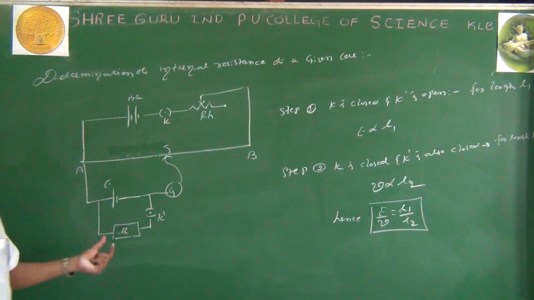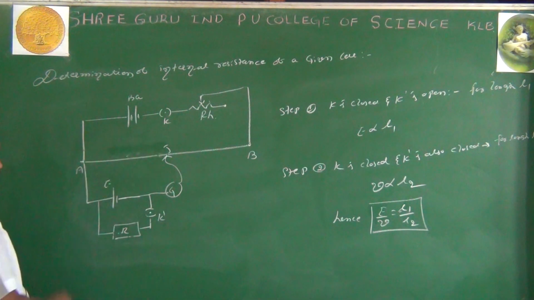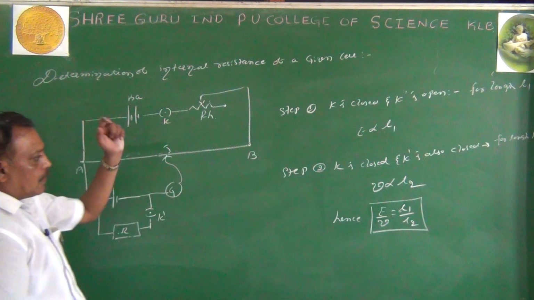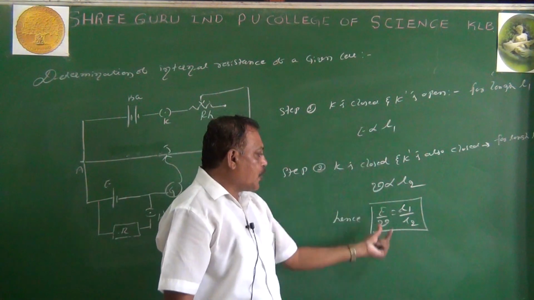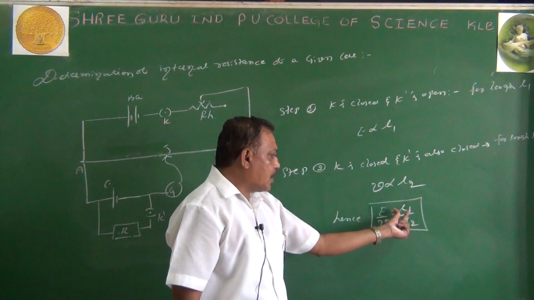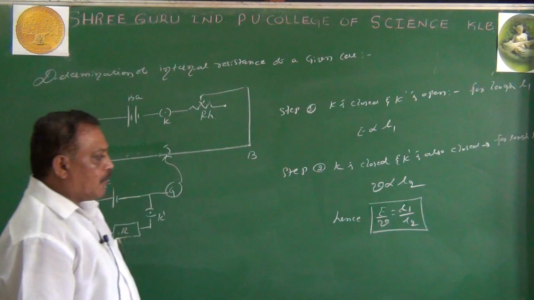Then V is directly proportional to L2. Again the same procedure: going on sliding the jockey on the wire of the potentiometer till I get zero deflection. Then it measures length L2. V is directly proportional to L2. I take the ratio of E and V. The proportionality constant cancels in both. E by V equals L1 by L2.